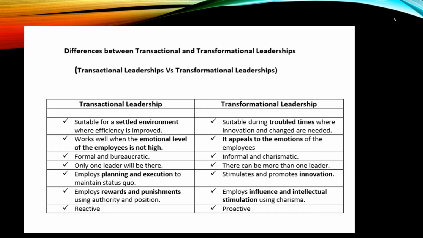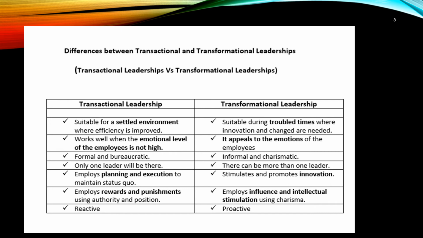Transaction leadership is formal and bureaucratic. So it is systematic, it's very formal, it follows the regular policies, so it's very bureaucratic as well. Transformation is informal and charismatic. It is like it's evolving, it is very informal. People are motivated to do whatever comes into the mind, which is aligning themselves with the goal of the leader. In transaction, only one leader will be there, whereas in transformation, more than one leader, very important, more than one leader will be there in transformation leadership.